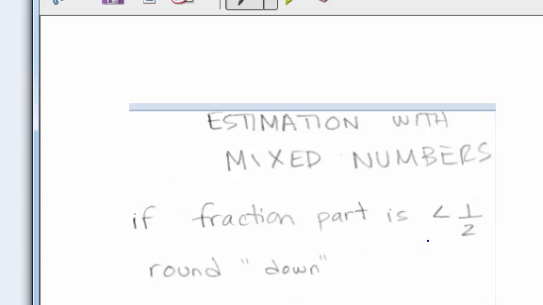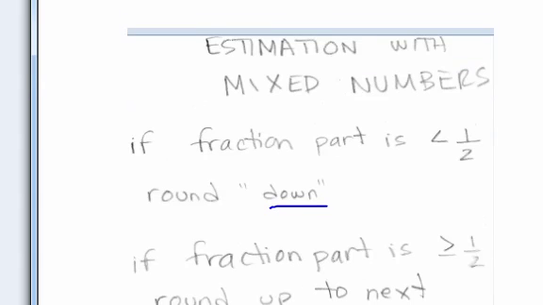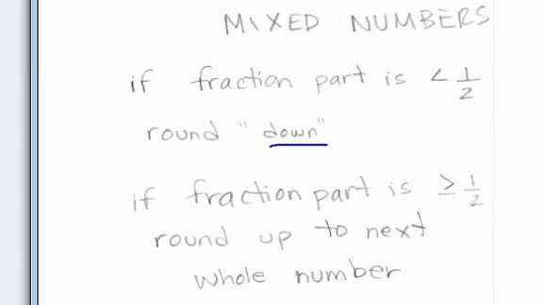If the fraction part of the mixed number is less than half, then we'll "round down." I have that in quotations because we're not really rounding down, we're just leaving the whole number as it is. And if the fraction part is greater than or equal to 1/2, then we round up to the next whole number. So let's look at some examples.